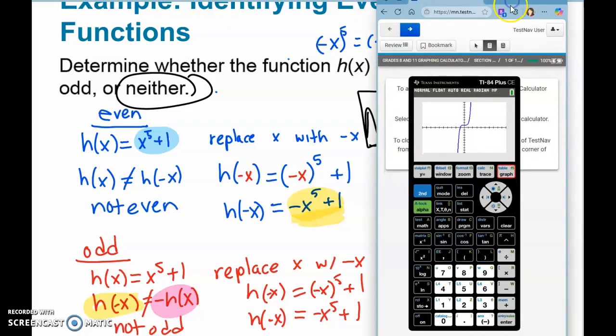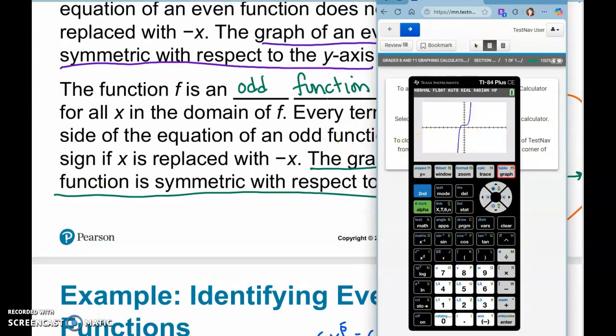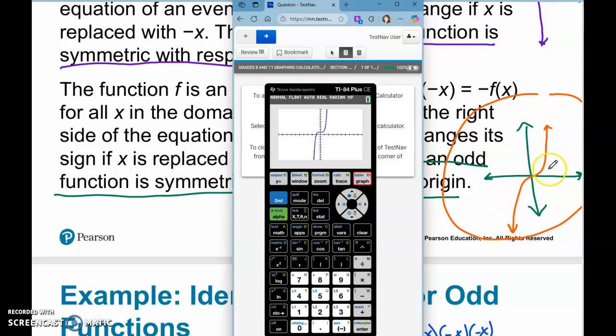And it does not have symmetry with respect to the y-axis. So if it does not have symmetry with respect to the y-axis, it's not even. So we don't see a mirror image. Now, this does look similar to what I drew to show you for the symmetry with respect to the origin.